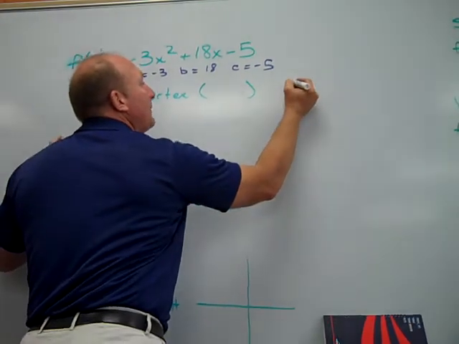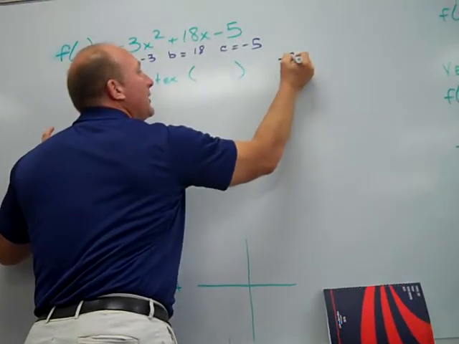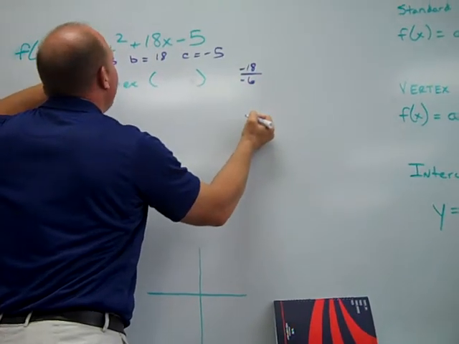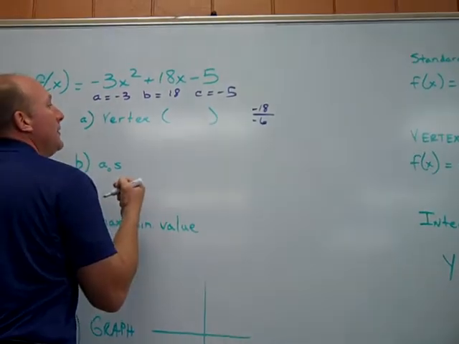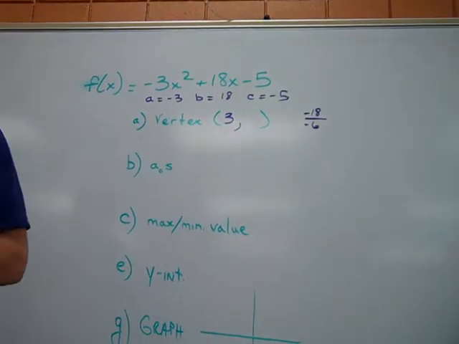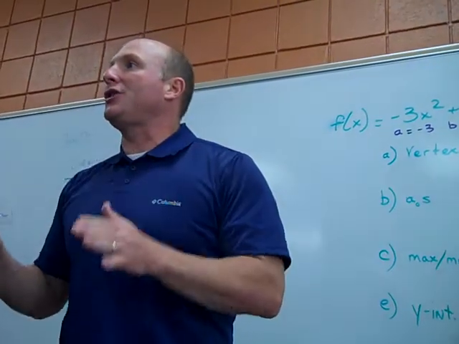Opposite of B. What's the opposite of B? Over 2A. -6. So what is my A value? 3. Any arguments, discussions, or disagreements? Any issues with that?